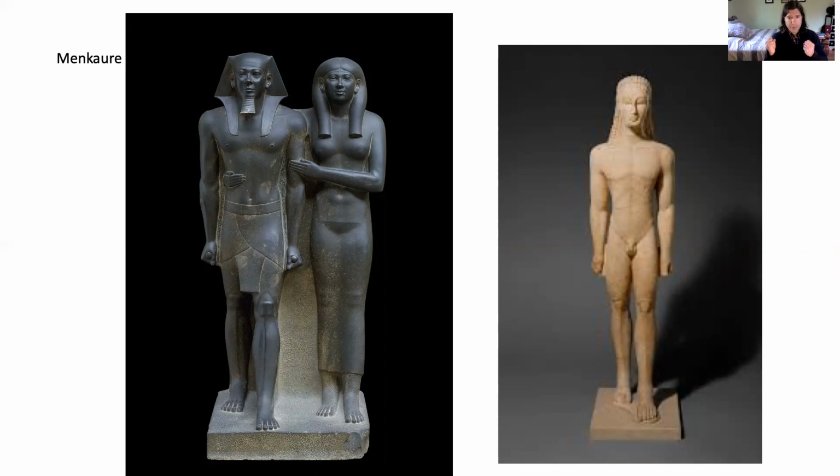You've got clenched fists. You've got the figure stepping forward with his left foot. And you also have either some kind of headdress or very artificial looking hair. So clearly, this is just one indication of several that Greek sculpture was influenced by Egyptian sculpture. No two ways about it.